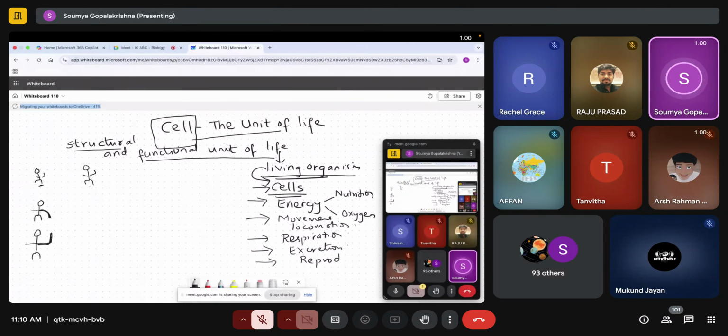And then they need to reproduce. Every organism wants its generation to continue. So every organism gives birth to young ones of its own kind. It can be a single celled organism or it can be a multicellular organism. So, reproduction. Okay, and then lifespan.